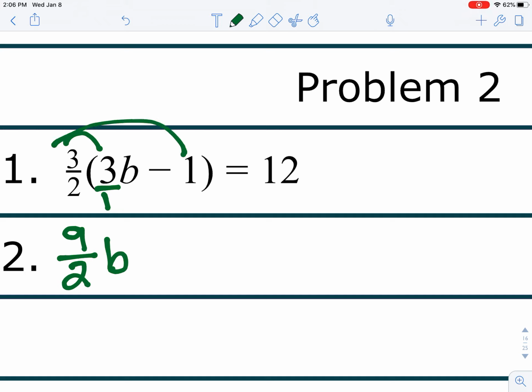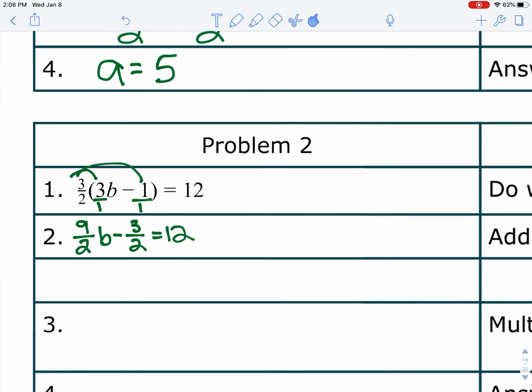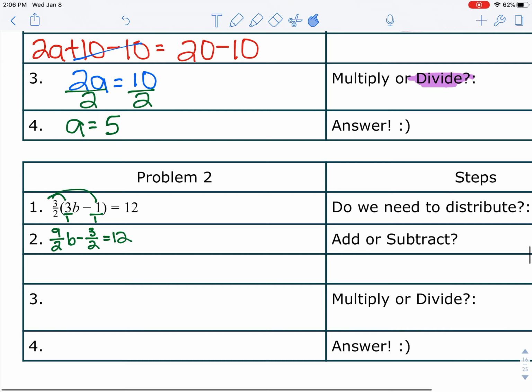Same with the negative 1. It also has a denominator of 1. If they don't write it, you can just write it in. 3 times negative 1 gives me a negative 3. 2 times 1 gives me 2. Still equal to 12. Now, even though we're dealing with fractions, the process is still the same. So I have 9 halves b. I'm subtracting 3 halves. So I got to do the opposite of that subtraction, which would be addition. We want to add 3 halves to both sides, okay?